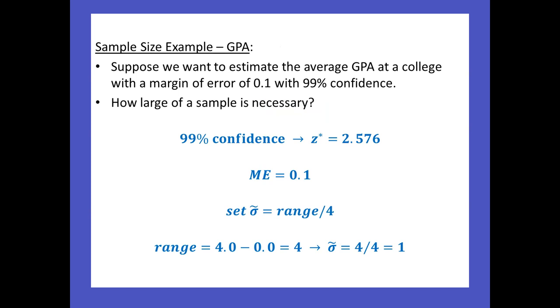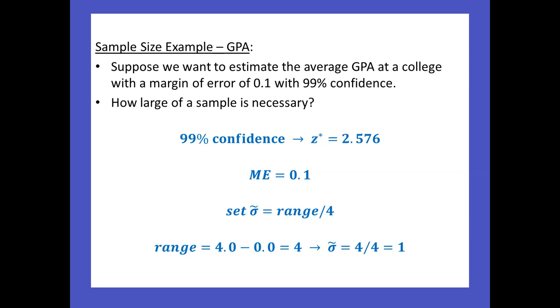That would be correct. Like it says there, suppose we want to estimate the average GPA at a college with a margin of error of 0.1 with 99% confidence. There's the bound in the margin of error, the 0.1. 99% confidence implies that Z star has to be 2.576. And the other thing that we need is an estimate for the standard deviation. We don't have a previous study to work with, so this is where we have to set sigma tilde equal to the range divided by 4.